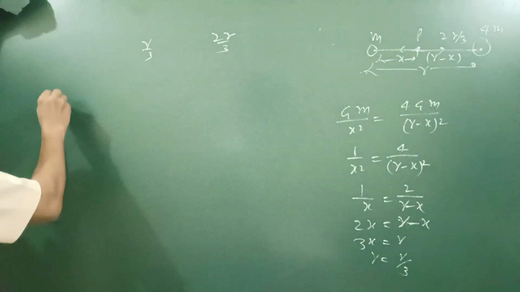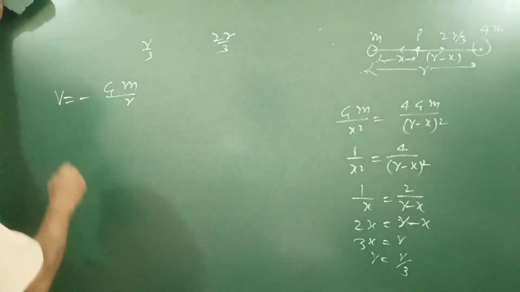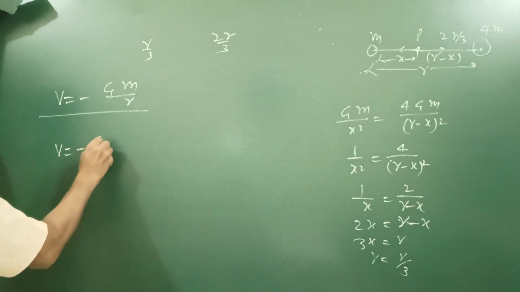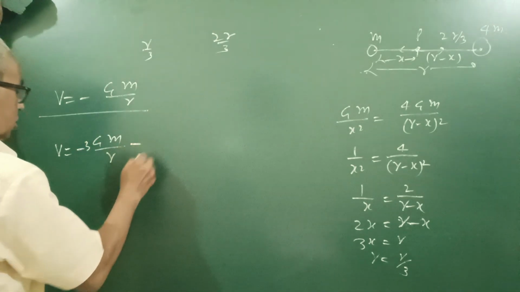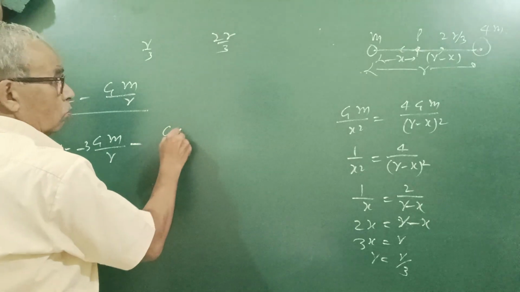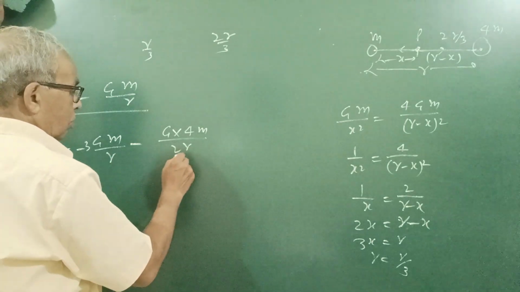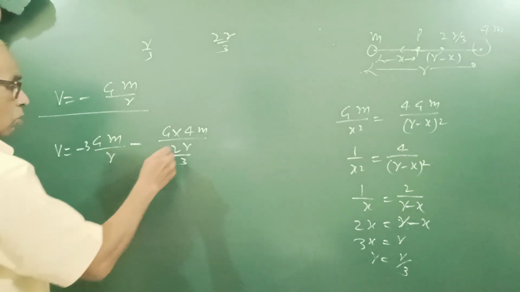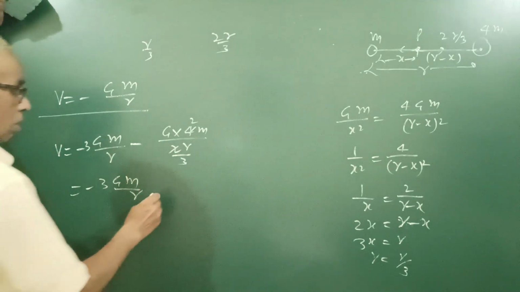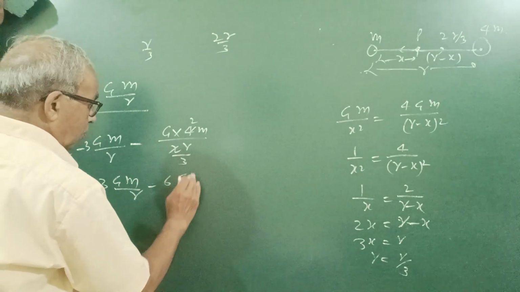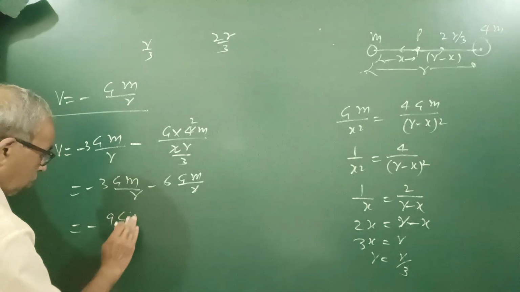The potential due to mass m is minus GM upon r by 3. So the total potential here equals minus GM upon r by 3 minus G into 4m upon 2r by 3. So it is minus 3GM upon r, minus 6GM upon r, so it is minus 9GM upon r.